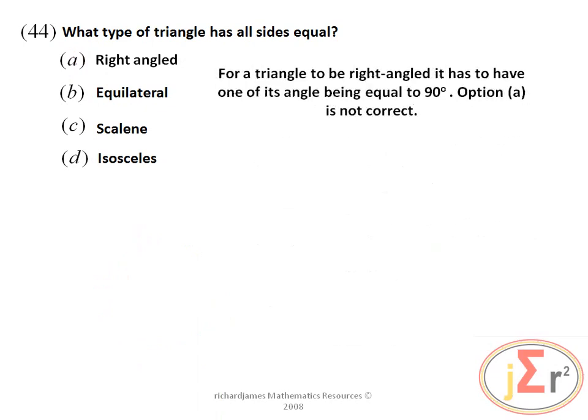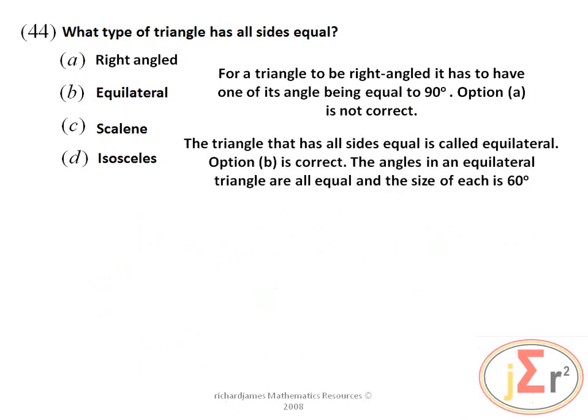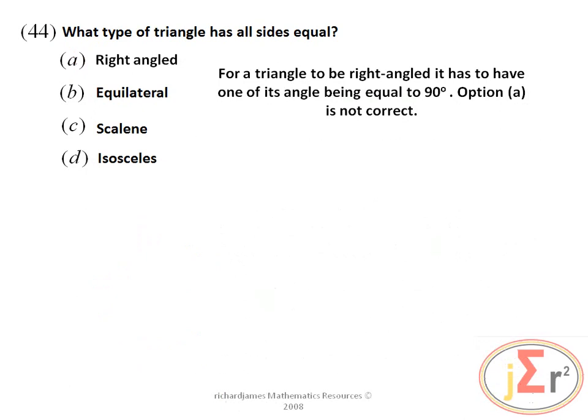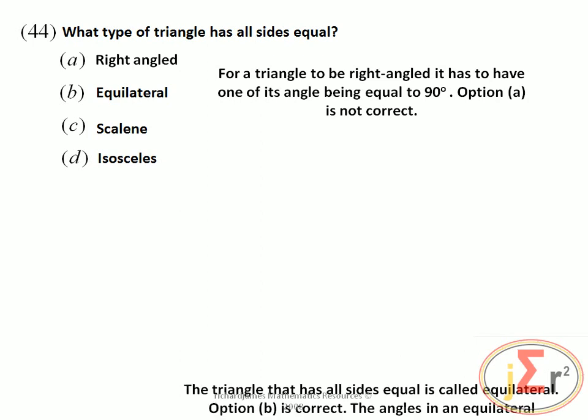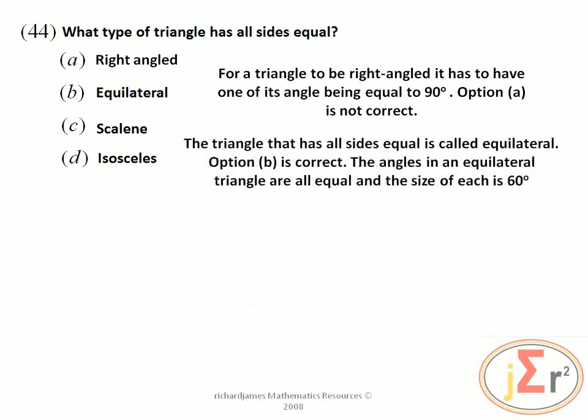What type of triangle has all sides equal? For a triangle to be right angled, it has to have one of its angles being equal to 90 degrees. So option A is not correct. The triangle that has all sides equal is called equilateral. Option B is correct. The angles in an equilateral triangle are all equal and the size of each is 60 degrees.